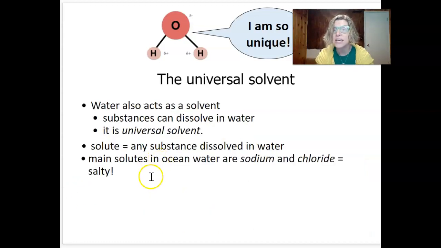Water is the universal solvent. So what does that mean? It means just about everything dissolves in water. And a solute is a term we use for any substance dissolved in water. What mainly is able to be dissolved in water is sodium and chloride, which is what makes salt, right? And so that's why the ocean is very salty.